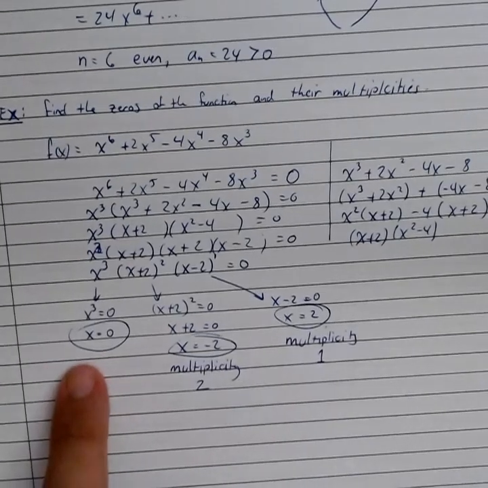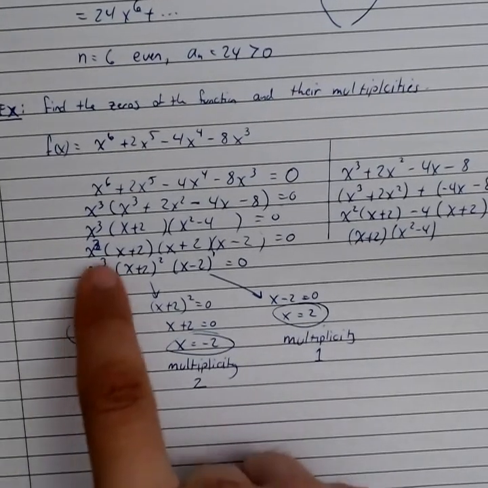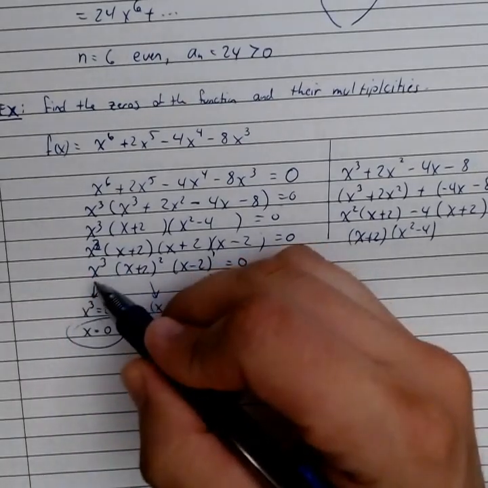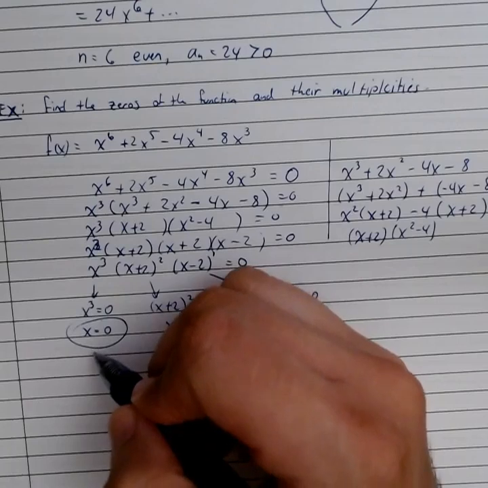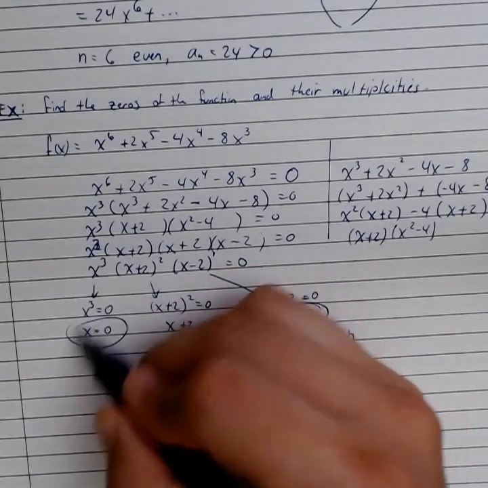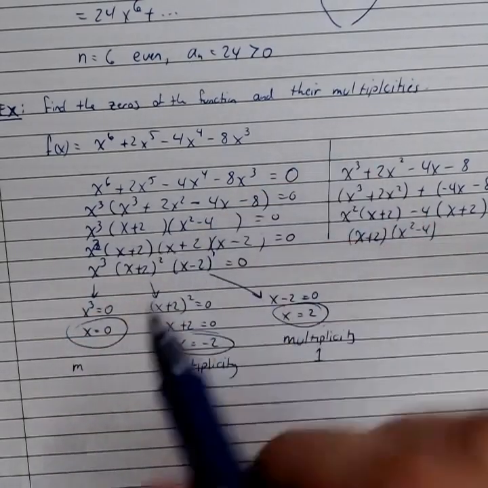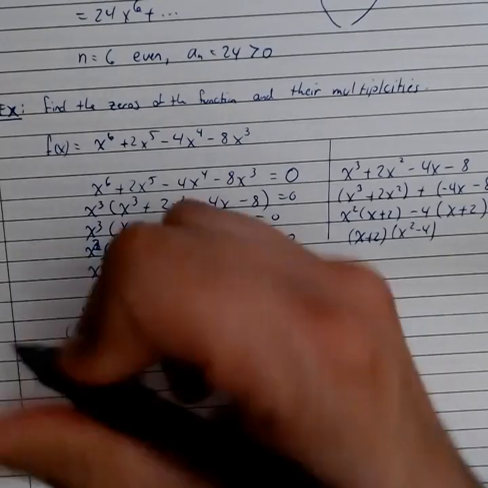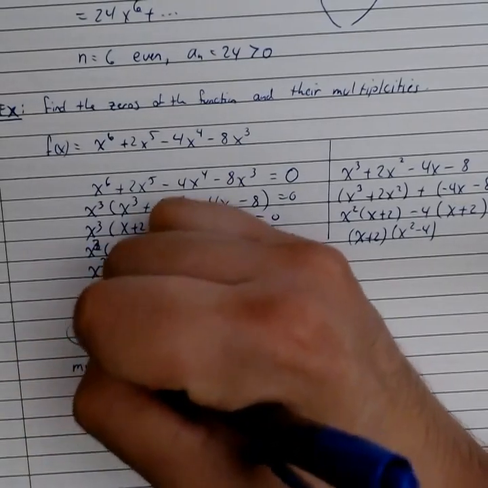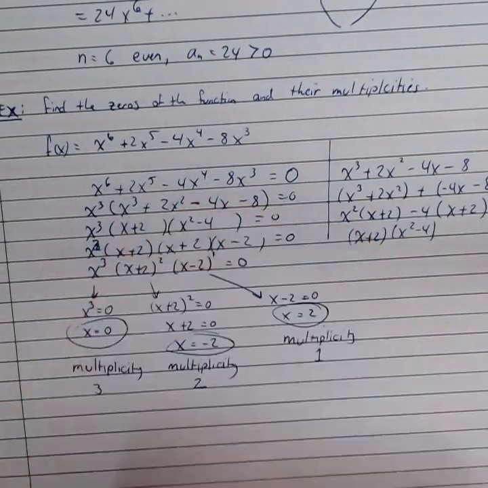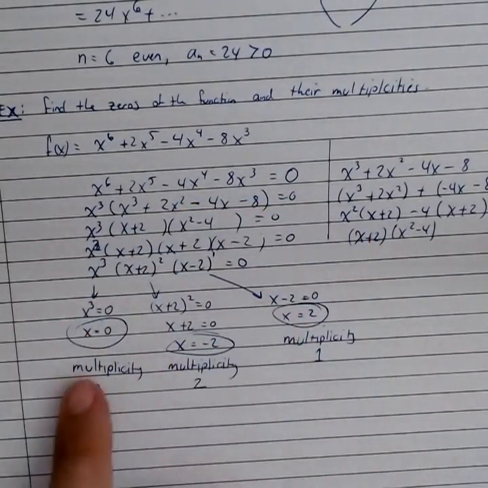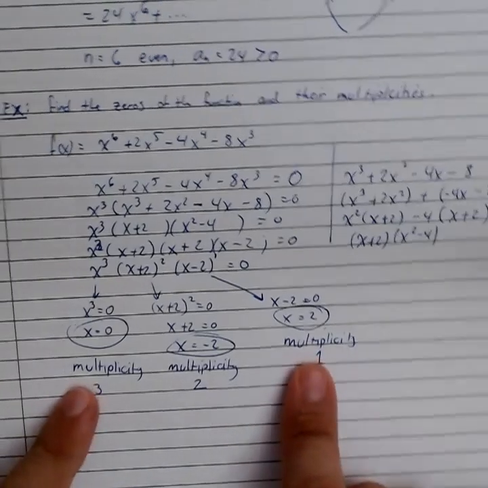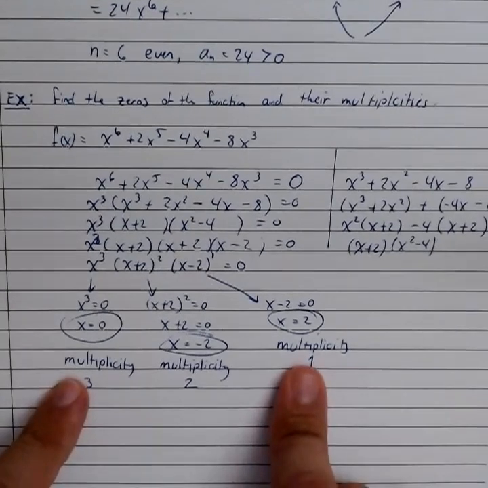This one works in 3 different factors. Notice x to the third can be written as x times x times x. So here the power of 3, or writing it out as 3 separate factors, either way that tells you that this is a 0 of multiplicity 3. You can check by looking at the power. Multiplicity 3, 2, and 1. And there we go. So we found our zeros and their multiplicities. The multiplicity will tell us something about the graph when we actually go through and make it.